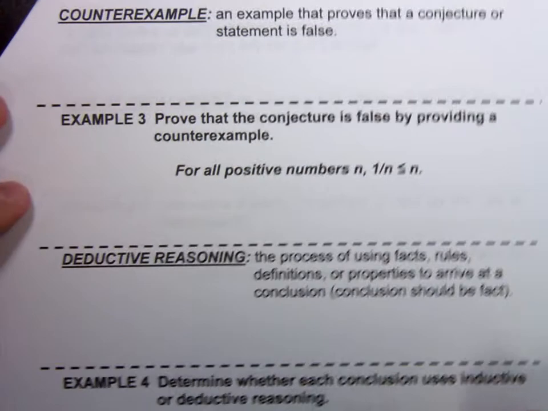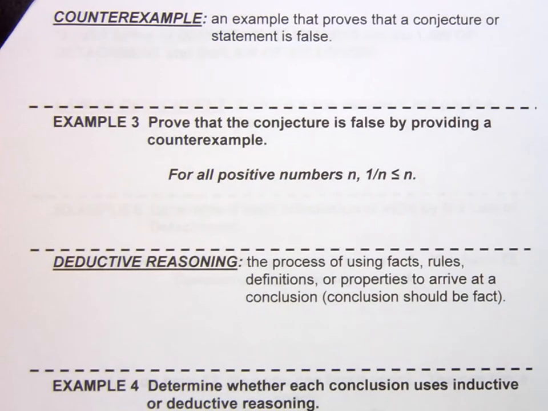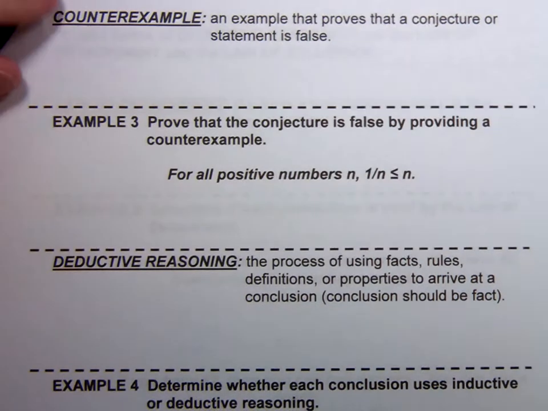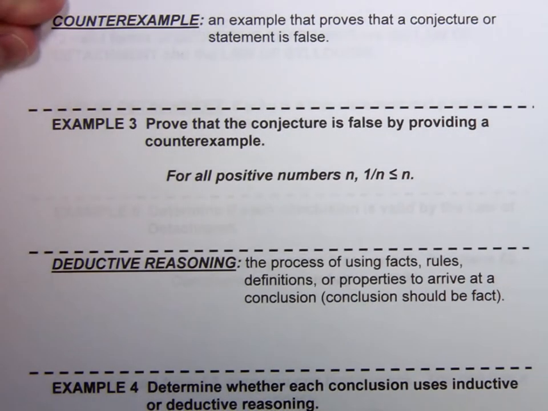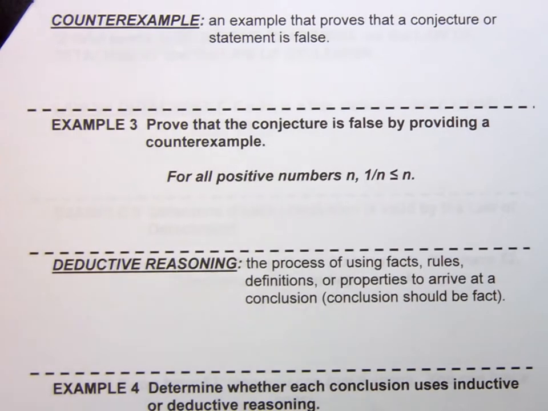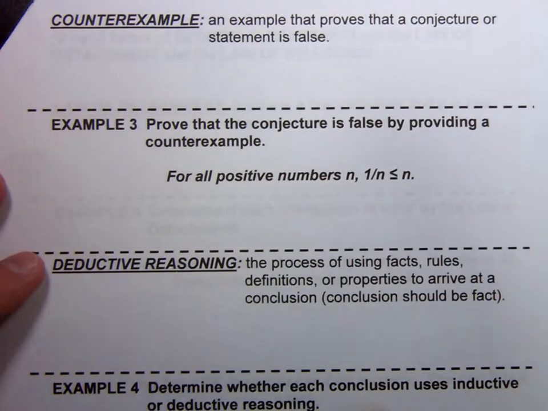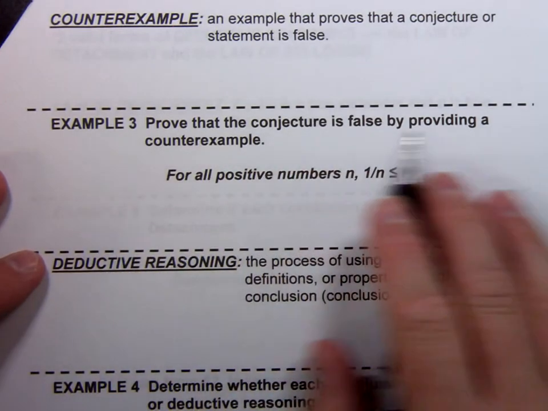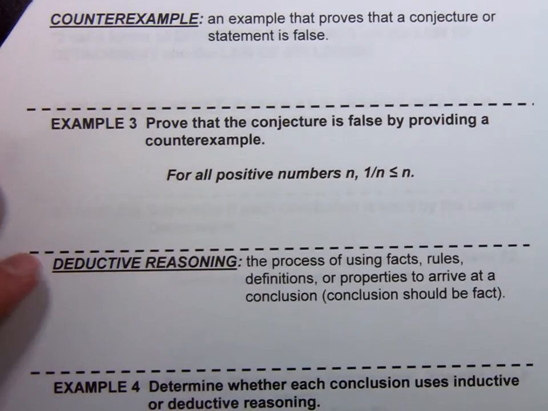Alright, we've talked in a previous lesson about what a counterexample is. A counterexample is an example that proves that a conjecture or statement is false. So this is a little bit different definition than the one we've used before. Remember, for the counterexample to work, it's got to fit the hypothesis but not the conclusion. Okay? Alright, example 3. Prove that the conjecture is false by providing a counterexample.